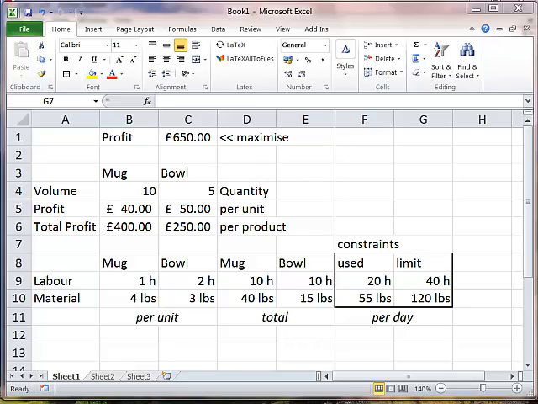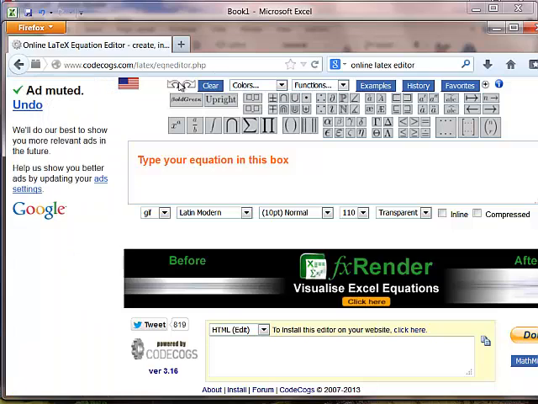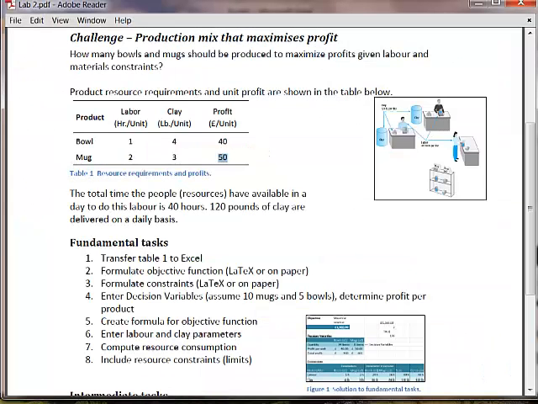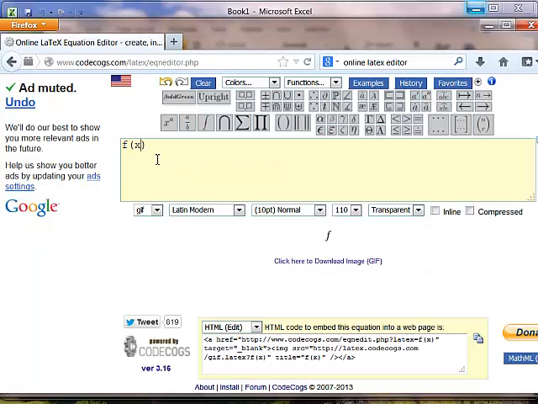So I'm going to look for an online LaTeX editor to actually put in the formulas. So I'll just Google that, and here we have found one. And the tasks which we have are: formulate the objective function on paper or LaTeX. So probably you would prefer to write it on LaTeX. So what is the objective function?